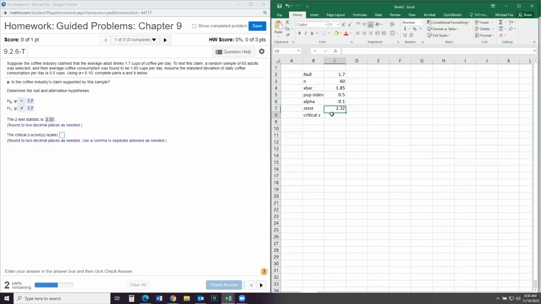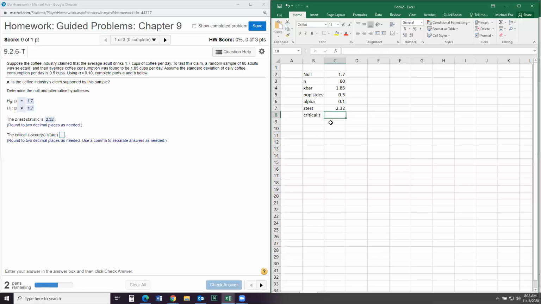Okay, so the critical Z then is the line or the marker that we decide is where our Z test has to be further away from the mean than that. If that happens, we're going to reject the null hypothesis and accept the alternative hypothesis. And if our critical Z is not further away, so closer to the mean than the Z test statistic, then we'll accept the null hypothesis and reject the alternative.